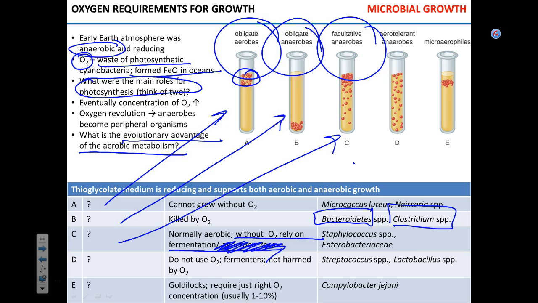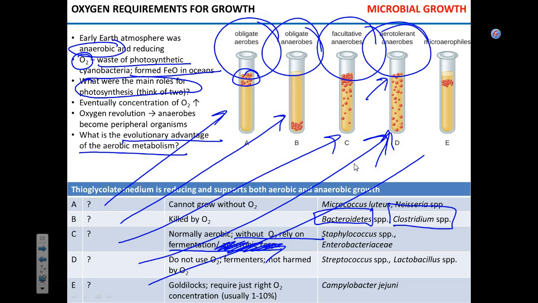Okay? Air-tolerant anaerobes. Is there any difference in growth between aerobic and anaerobic conditions? No. So these are anaerobic microbes that can tolerate oxygen. Does that make sense? They don't use it at all. They don't use aerobic respiration. But they can grow in its presence. Good?